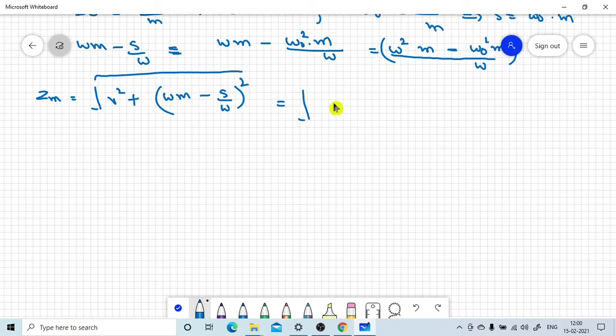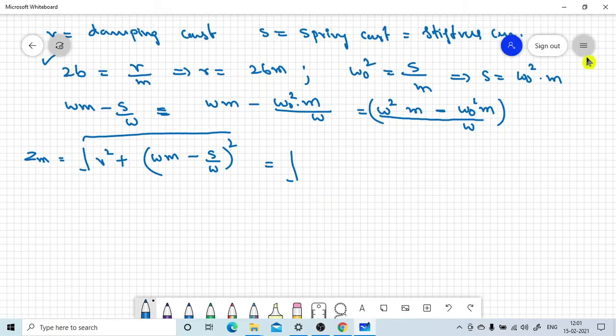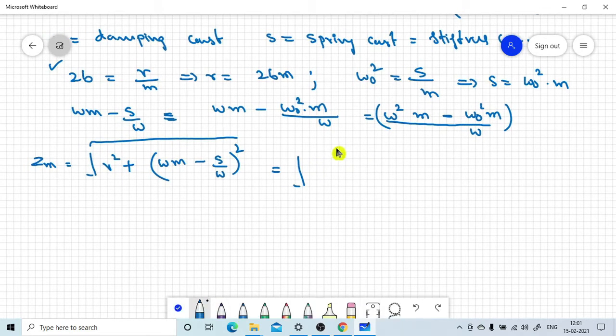So I am substituting the r value also. R is equal to 2bm, you can find it in the upper value. Since r square is there, I am using it: r square is equal to 4 b square m square, plus the complete value I already found, that is omega square m minus omega naught square m, divided by omega, whole square. This is the value we got.